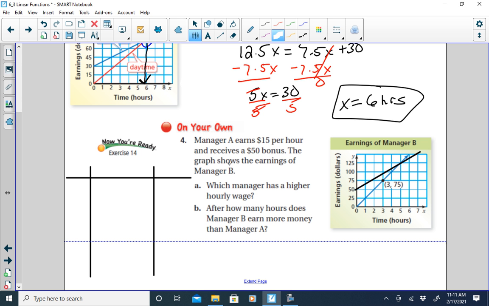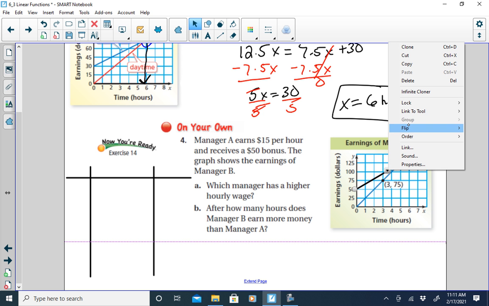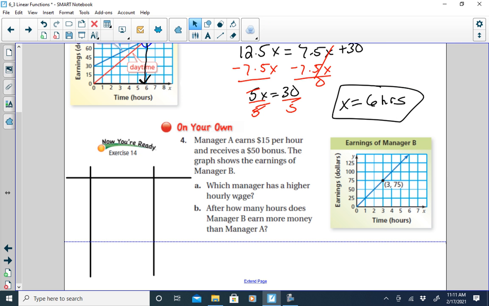The graph shows the earnings of Manager B. Question A: which manager has a higher hourly wage? And after how many hours does Manager B earn more money than Manager A? All right, let's take a look one at a time.